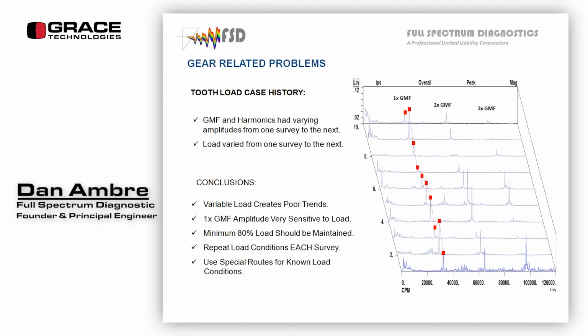So that's where we considered it all poor trends, and we started one at a time, different routes. Some of the goals here: variable loads create poor trends. 1 times gear mesh is very sensitive to load. Minimum 80% load should be maintained for all trending conditions. Repeat load conditions each survey, and you might need special routes to do that.